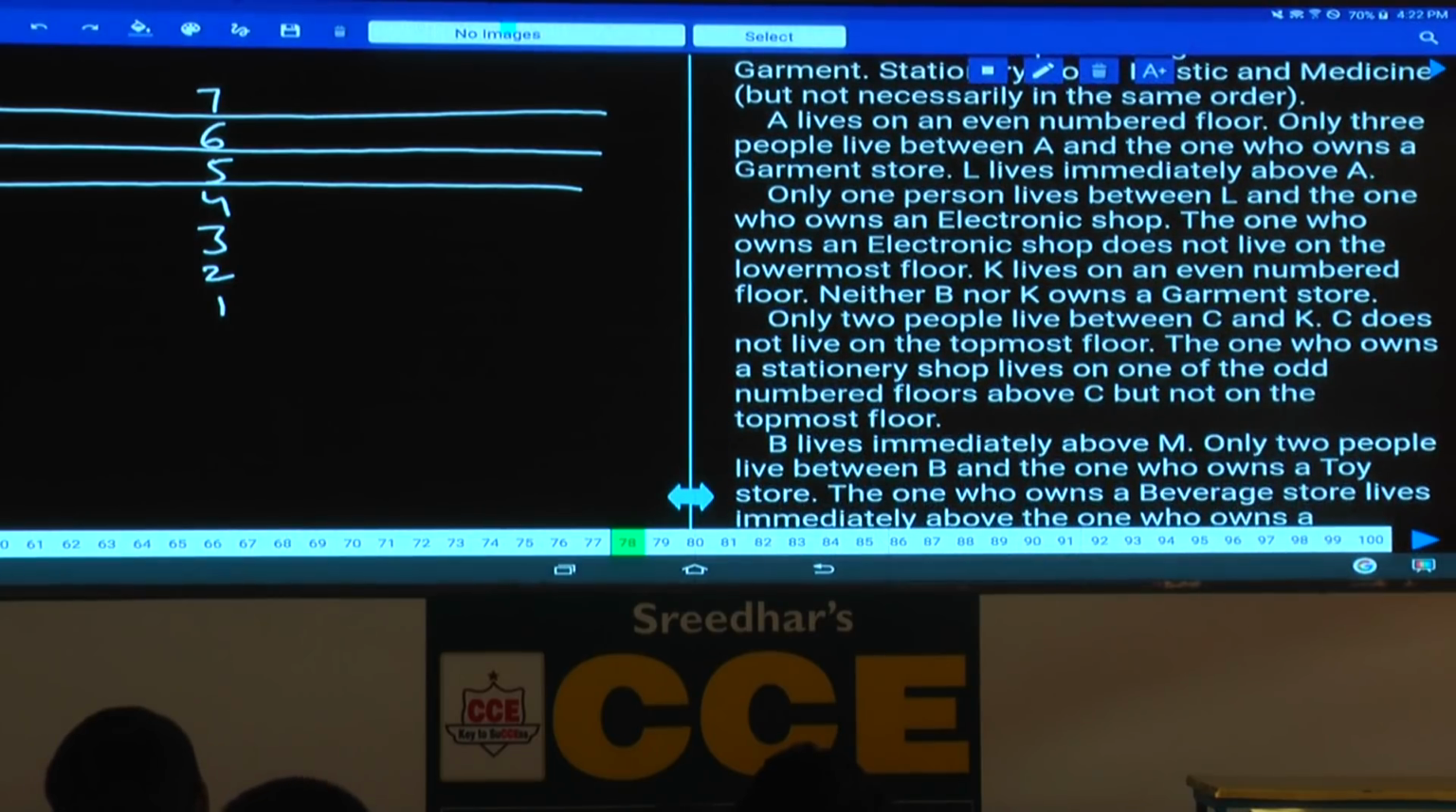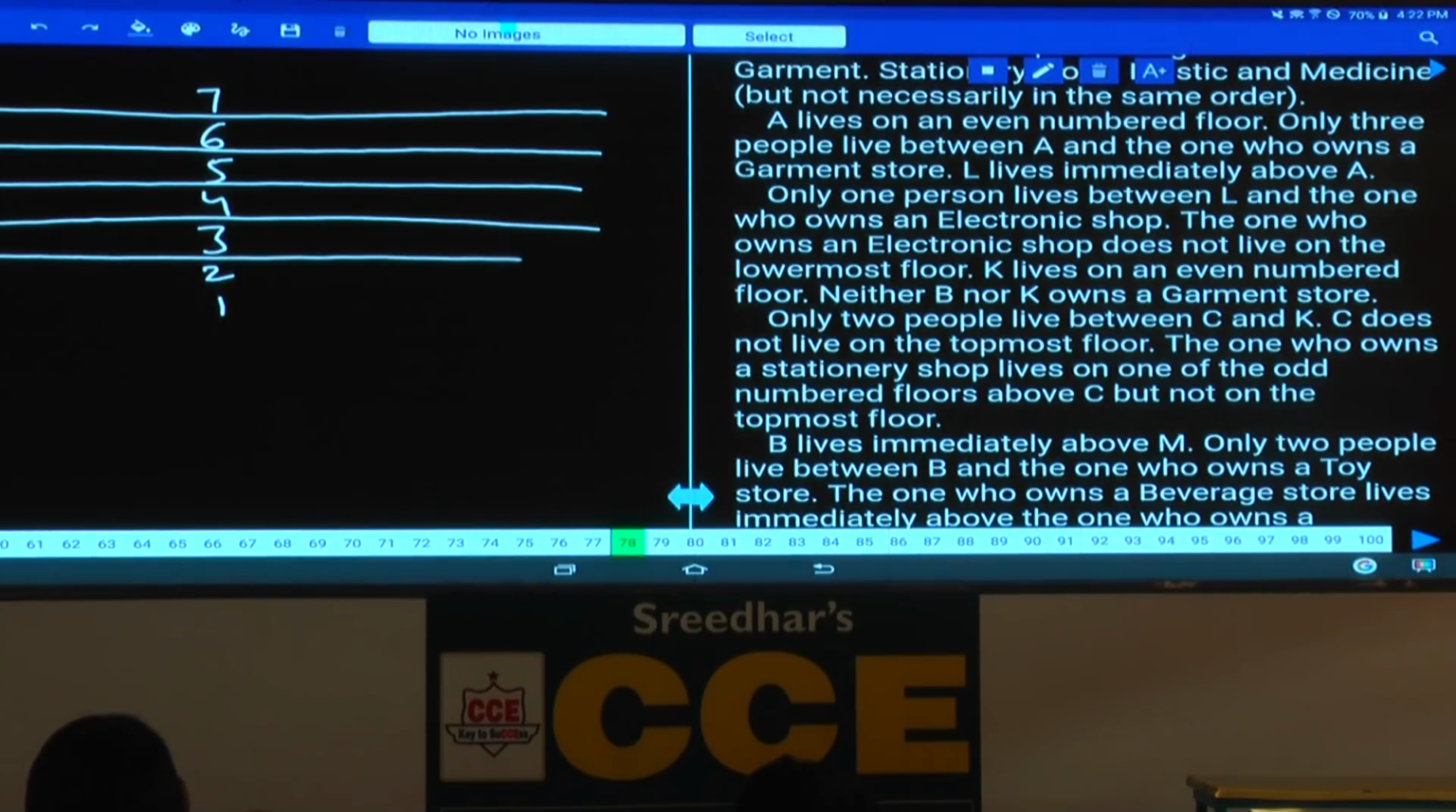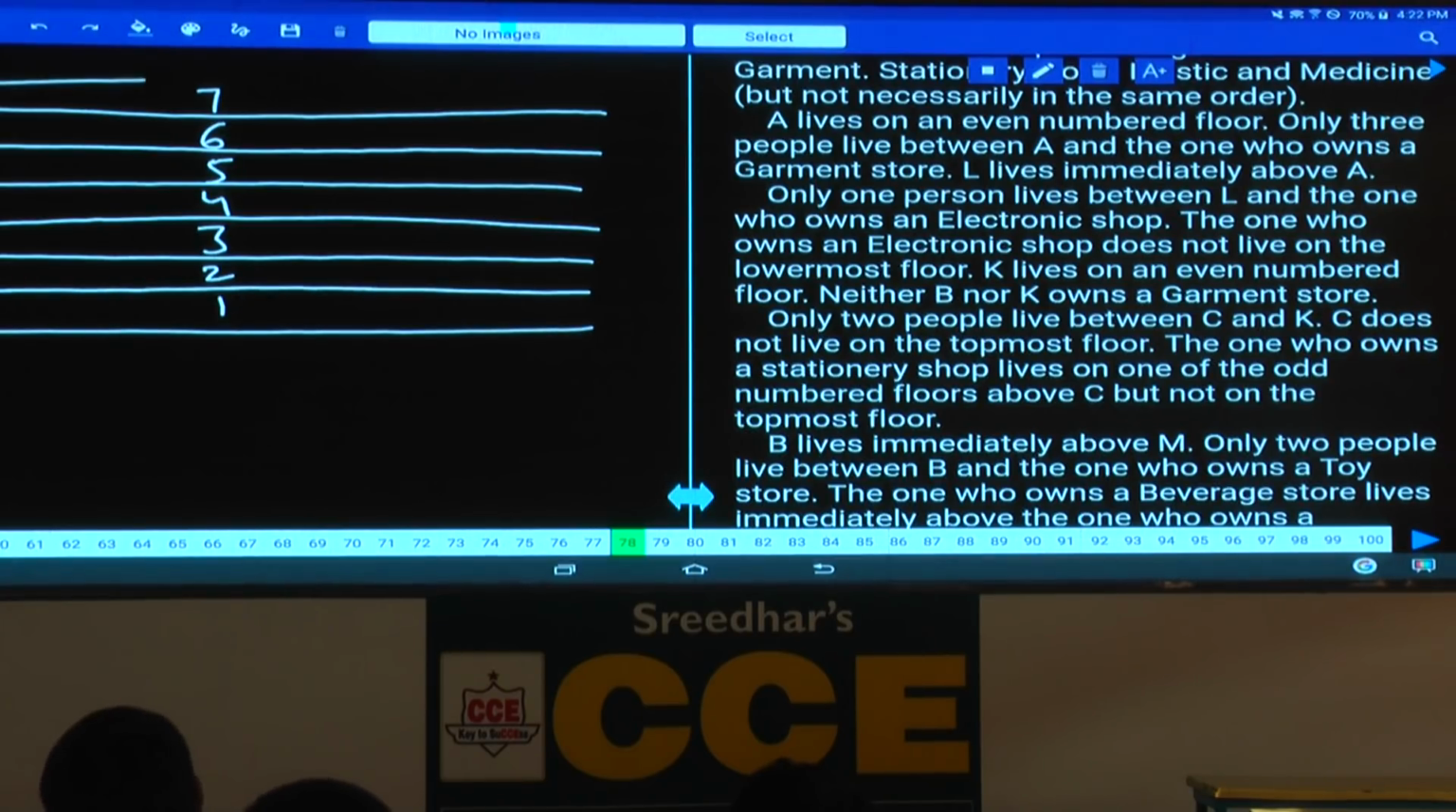Shops were given and they are living on 7 different floors. And A lives on an even number floor. As A lives on an even number floor, how many possibilities are there for A? A can be 2, 4 or 6. Isn't it? A can be either 2 or 4 or 6. There are 3 possibilities.